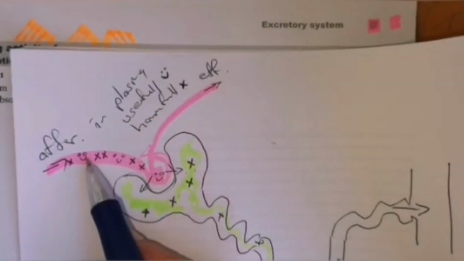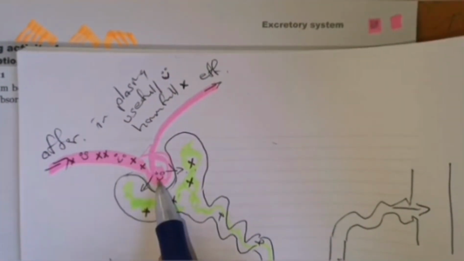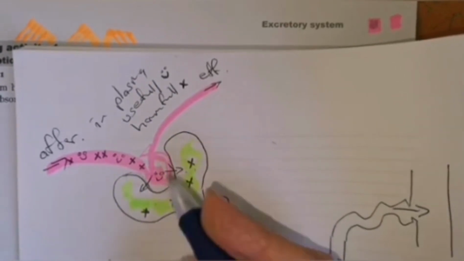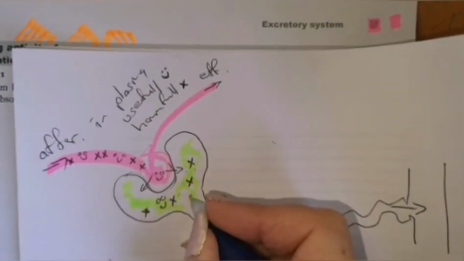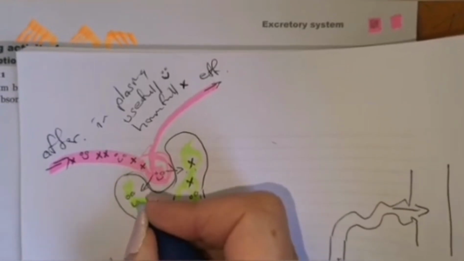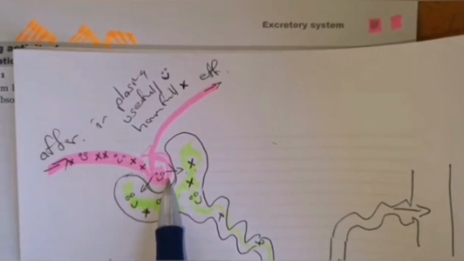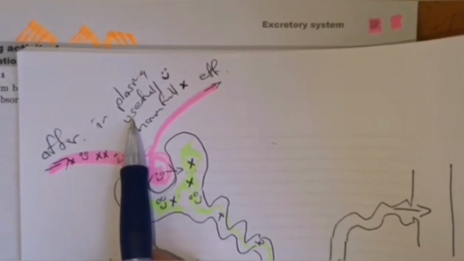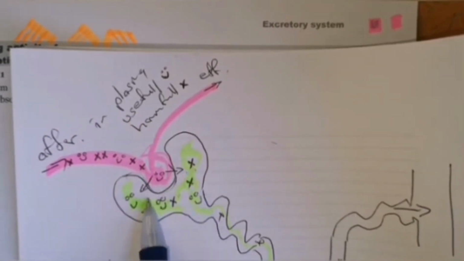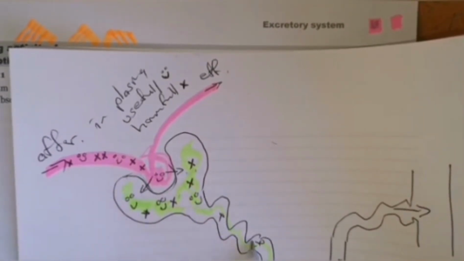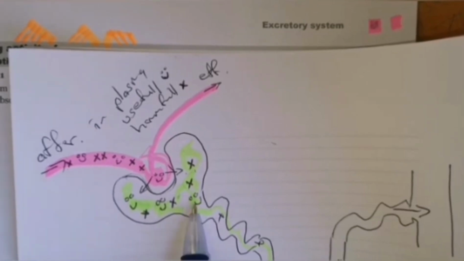But sadly, in the plasma, we also have some of these smileys, the good stuff. They also get filtered out. That's not good news because we don't want to lose any of the good stuff. Some of the useful stuff that we want to keep includes glucose. So now you have the plasma dripping down the proximal convoluted tubule, and it contains harmful stuff, which we want to get rid of, but it also contains useful stuff like glucose and water that we don't want to get rid of.